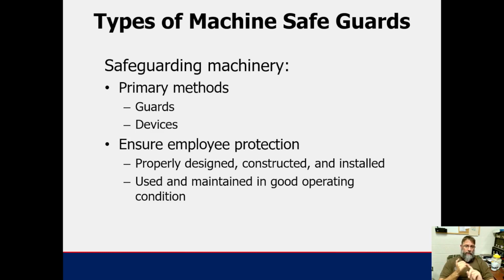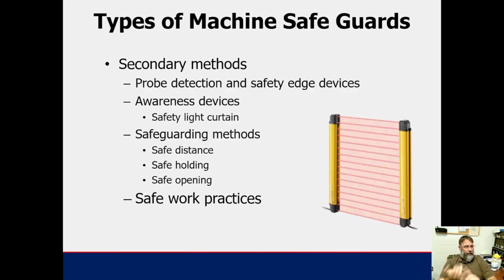And obviously, are they used and maintained in good operating condition? "Hey, the guard was fine 20 years ago when we put it on, but the plastic thing is all broken off and no longer effective." So obviously these things need to be upkept. Some secondary methods: probe detection, safety edge devices, meaning if it makes contact with something. I've seen powered industrial lifts which are automated, and if they bump into something, it'll automatically turn off. So if there's somebody standing in the way, it'll automatically stop motion because they follow a track on the floor.